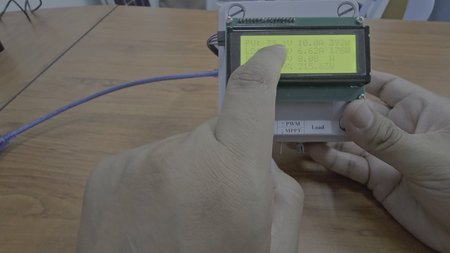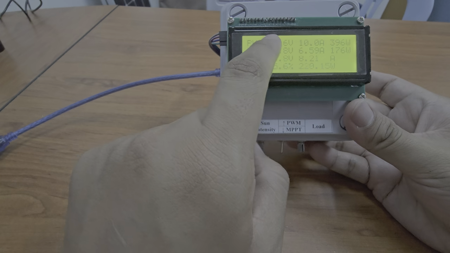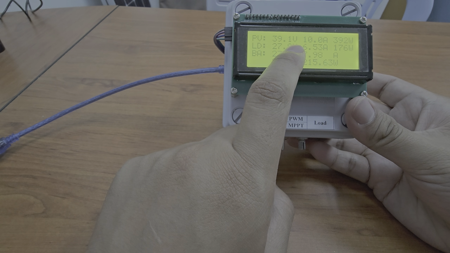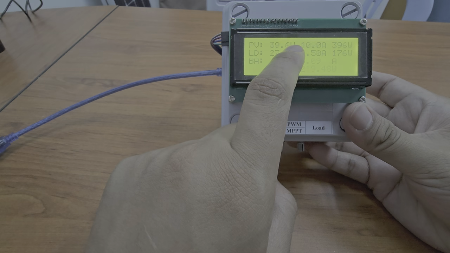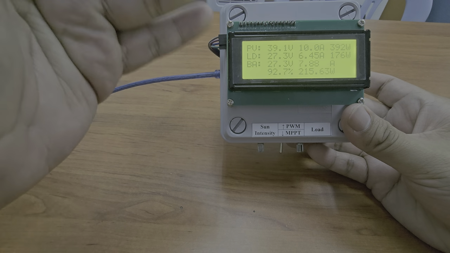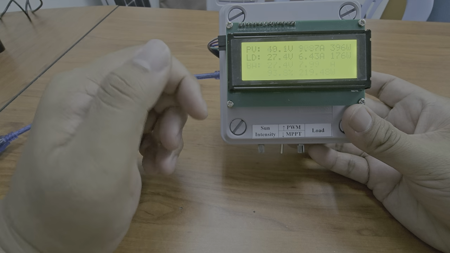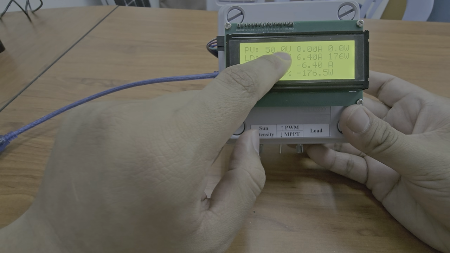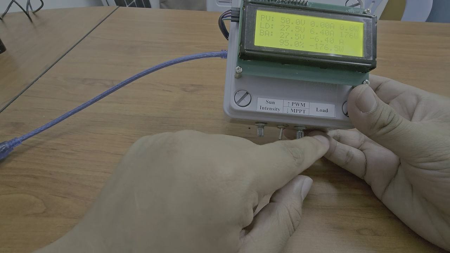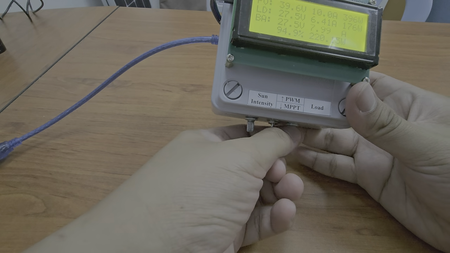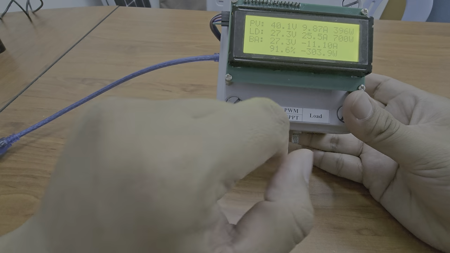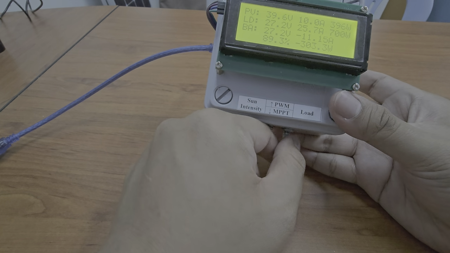You can see here the voltage keeps swinging. This one is actually a P&O, perturb and observe, MPPT algorithm. Usually they will oscillate around the maximum power. That's why you can see here the voltage keeps changing. Oh, sorry, this one is already full. So let me increase the load first. You can see it keeps swinging around that point.